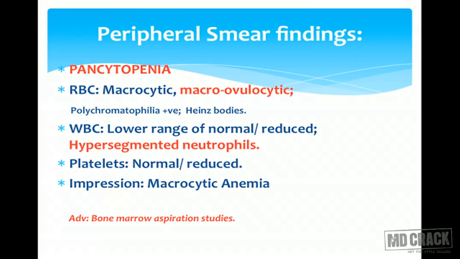Let us look at what the peripheral smear findings are in patients with megaloblastic anemia. Remember, most importantly, they will manifest with pancytopenia: reduced hemoglobin percentage, reduced RBC count, reduced total RBC mass, and all other parameters reduced. Hb will be reduced, PCV will be reduced. MCV, mean corpuscular volume, is the only parameter that will be raised, whereas MCH and MCHC will remain normal.